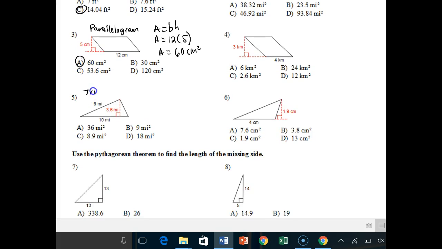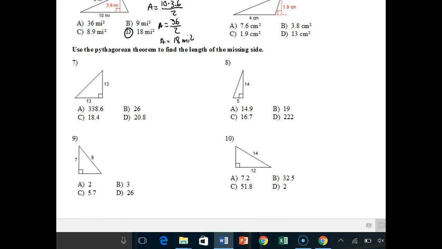And number 5, we have a triangle. The area formula for triangle is area is equal to base times height divided by 2. And in this case, our area is equal to our base of 10 times 3.6 divided by 2. I'll do the multiplication first. 10 times 3.6 will give you 36 over 2. And now I'll finally divide that. So 36 divided by 2 gives you your answer of 18 miles squared. And number 6 is also a triangle, so please use the same steps that we just followed.